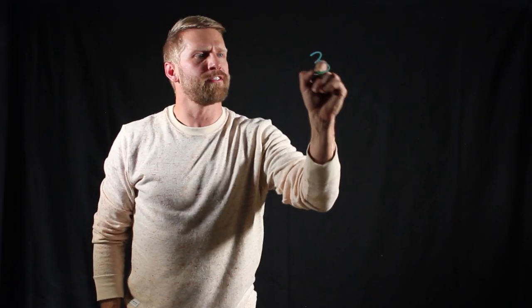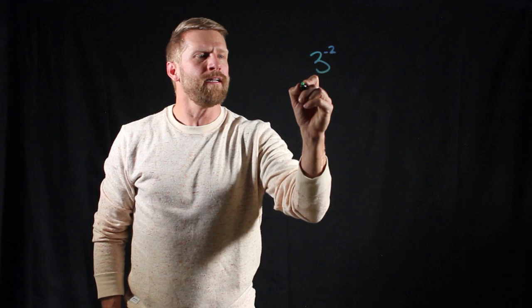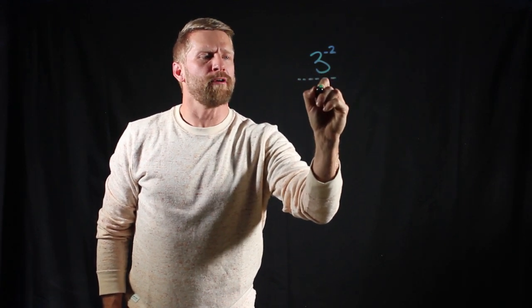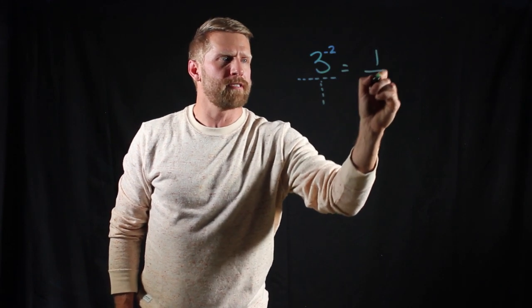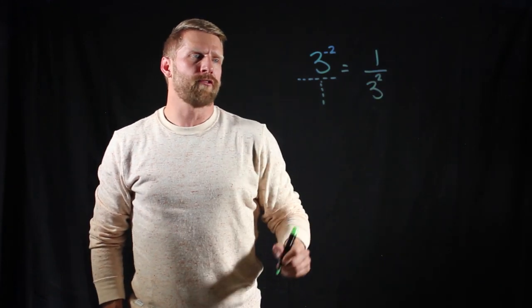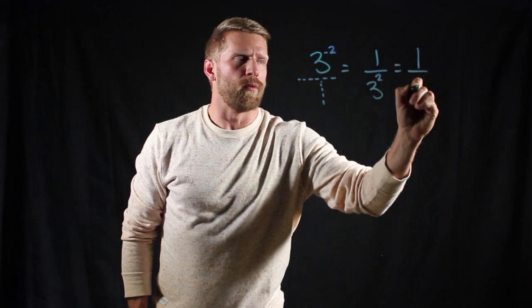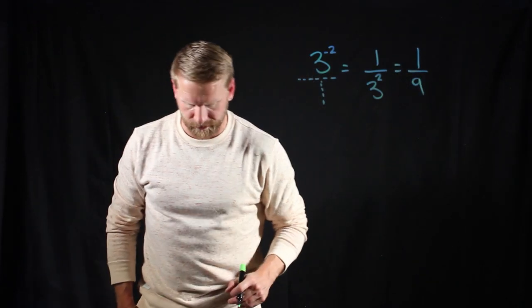Okay, first up is 3 to the negative 2. Again, anything can be written over 1. And to make that exponent positive, all I have to do is reciprocate. This is 1 over 3 squared. And you could write that as 1 over 9, depending on what the question's asking you to.